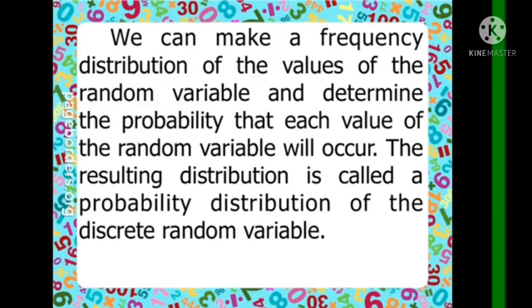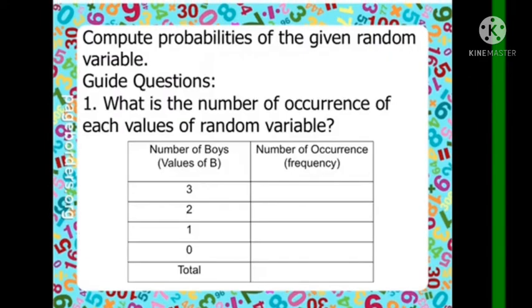The resulting distribution is called a probability distribution of the discrete random variable. Compute probabilities of a given random variable. So given the question, number 1, what is the number of occurrence of each of the random variable? So ito yung possible values natin, di ba, na nakuha kanina. Meron tayong 3, 2, 1, 0. Ngayon, yung number of occurrence or frequency.